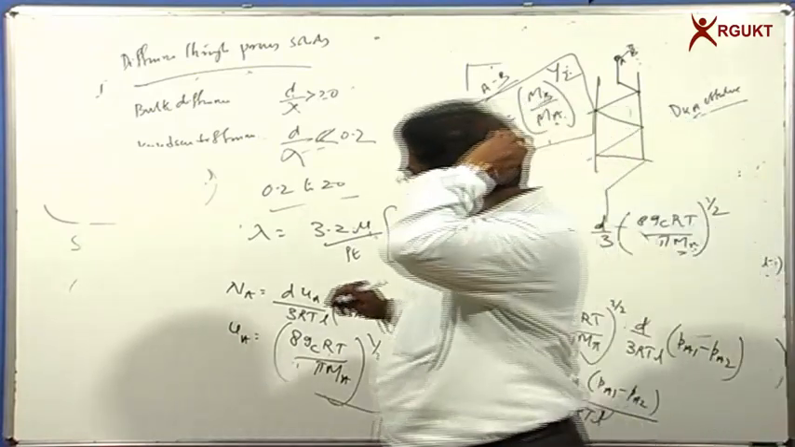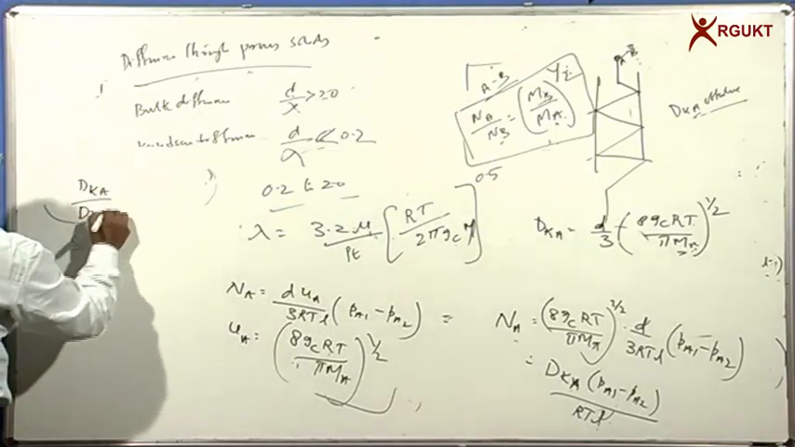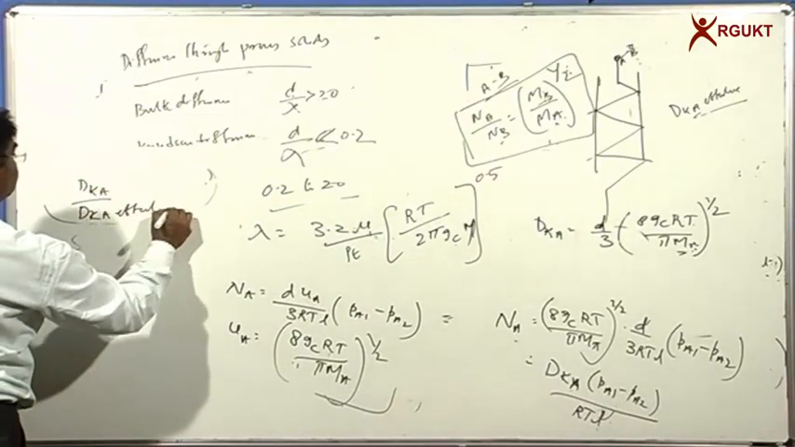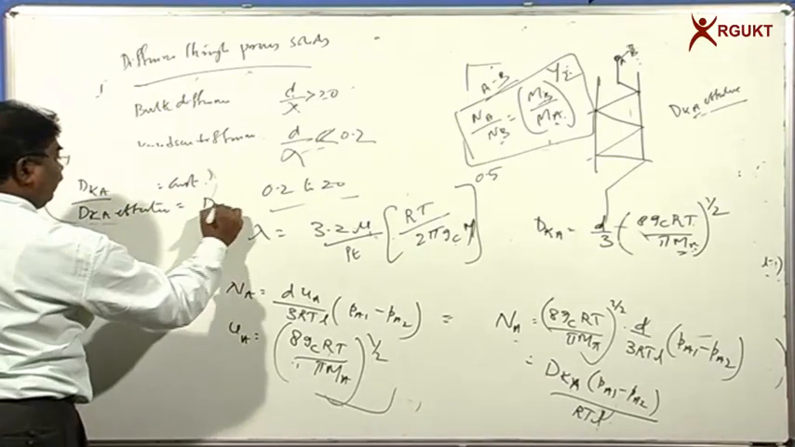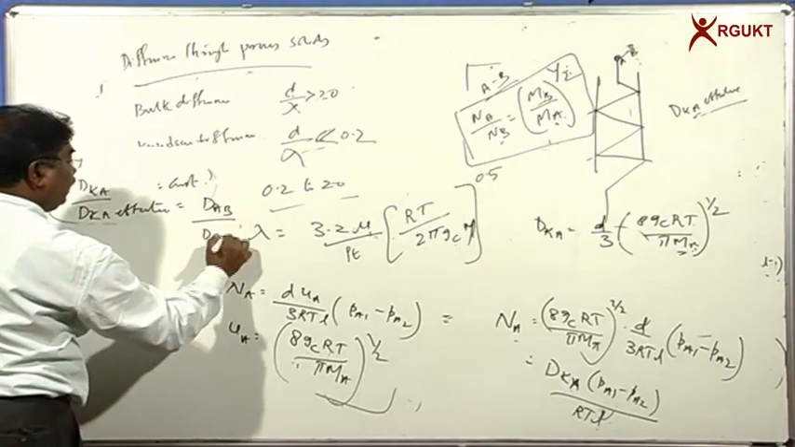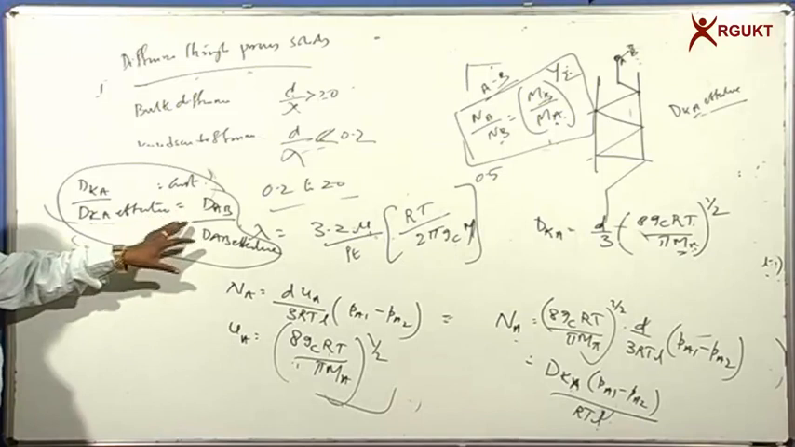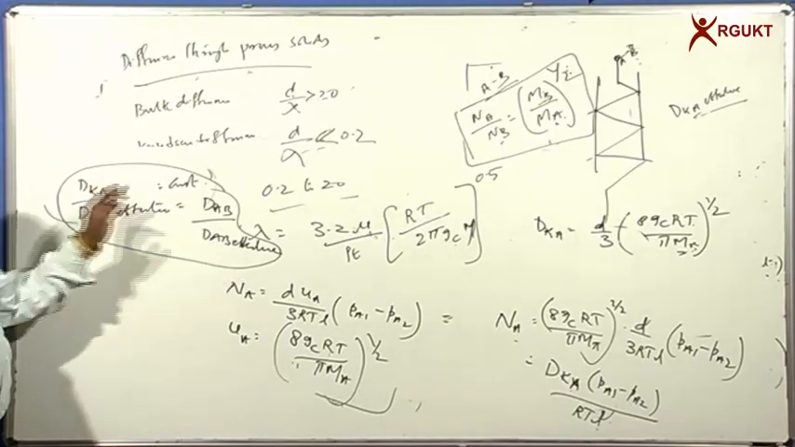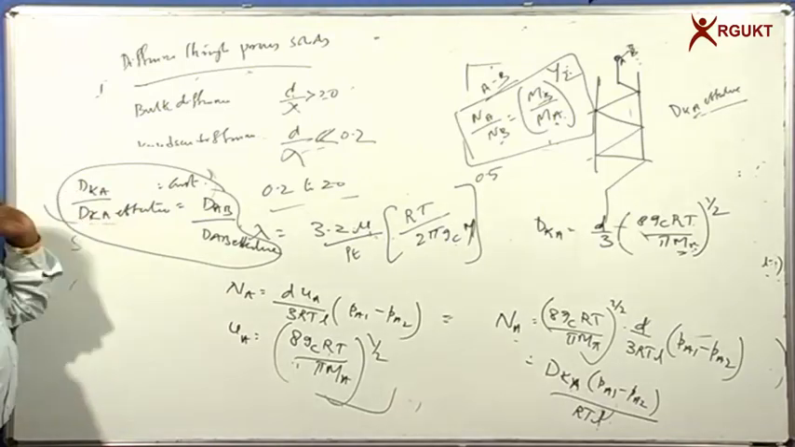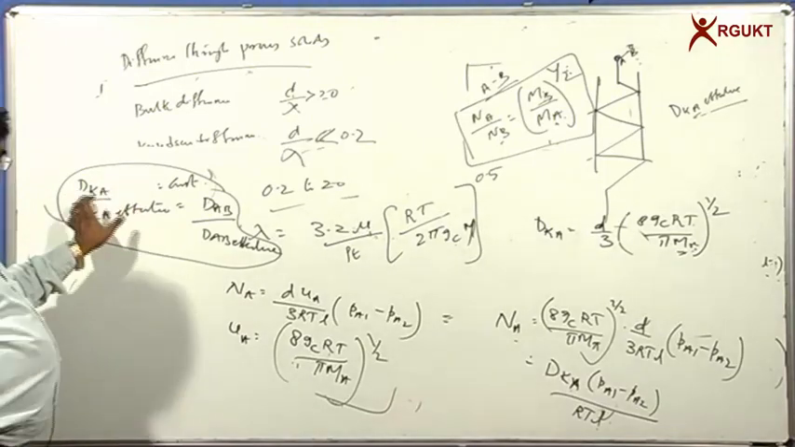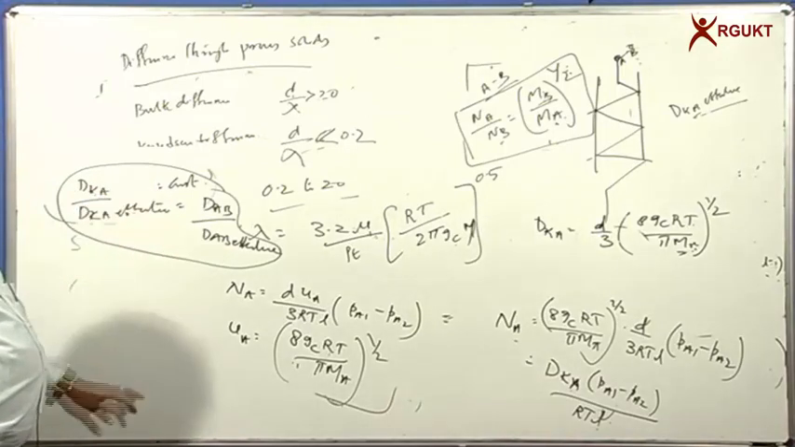Again here, it is fortunate that DKA by DKA effective is almost constant, and it is also equal to DAB by DAB effective. So for a given solute system, if I can find DAB by DAB effective and get some constant value, that itself is DKA by DKA effective. Once you know the DKA value, one can find the DKA effective value and calculate the fluxes.